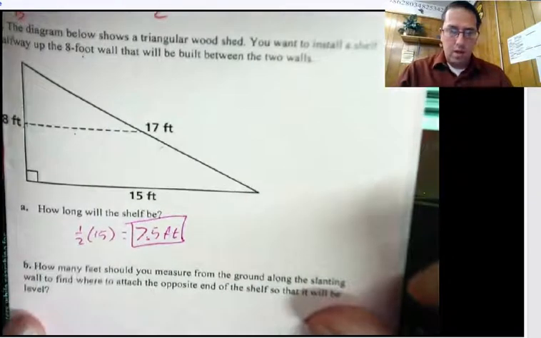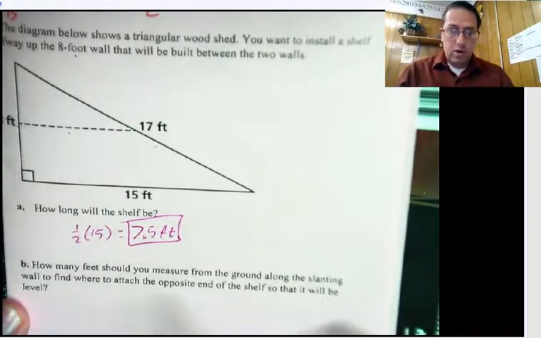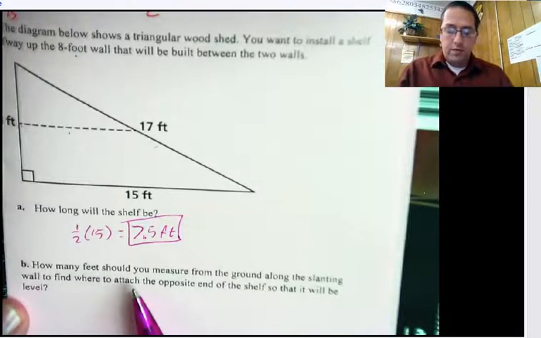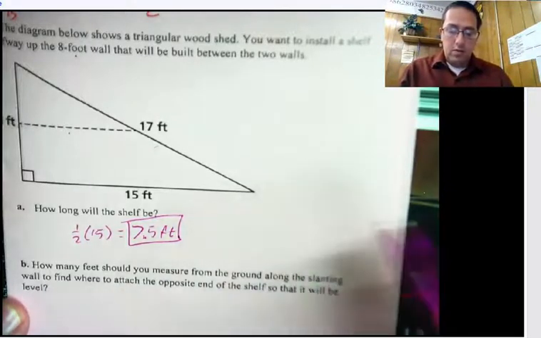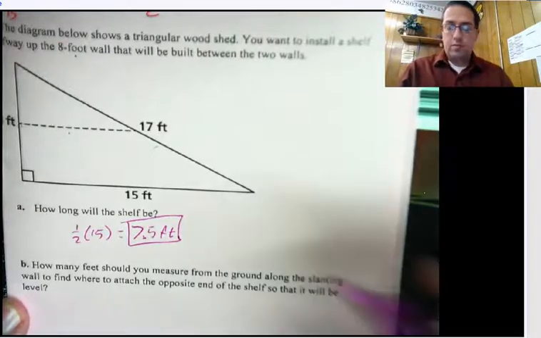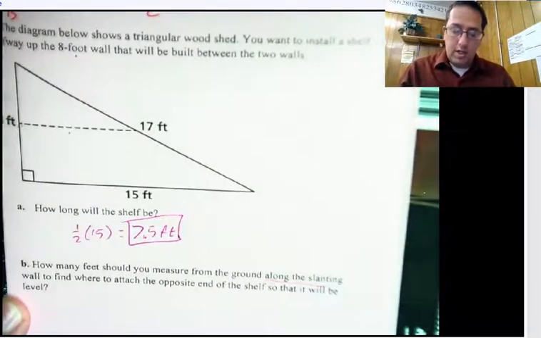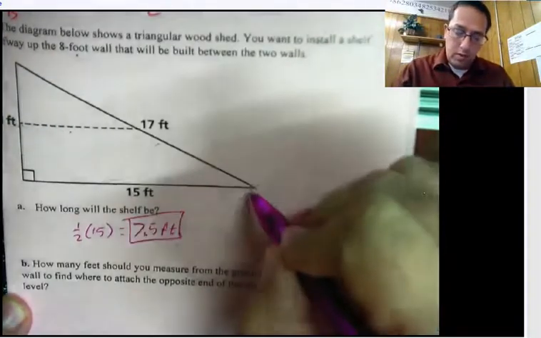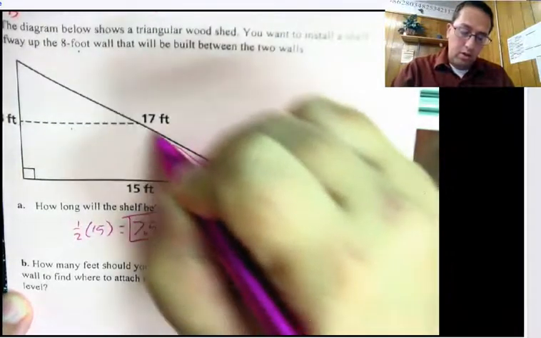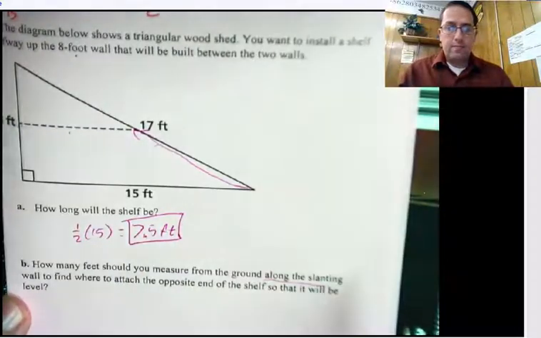Okay, not bad. Now, question B, we want this to be level, right? So we want it parallel to the ground. How many feet should we measure from the ground along the slanting wall to find where to attach the opposite end of the shelf so it's level? So what this is saying, important thing here, we want to measure along the slanting wall. So that means we want to measure from here along this wall right there. And we want to know how long is that.